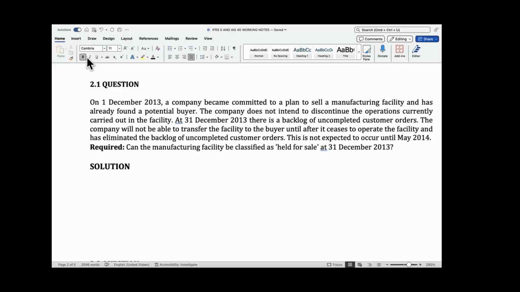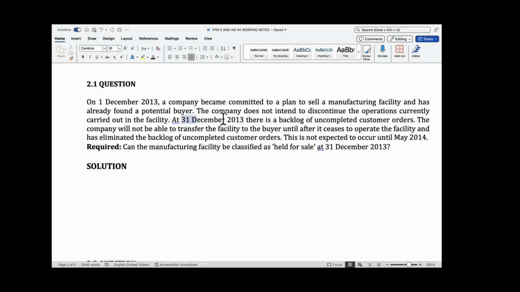Thank you very much. So on 1st of December 2013, this company became committed to a plan to sell a manufacturing facility and has already found a potential buyer. The company does not intend to discontinue the operations currently carried out in the facility. At the end of the year, 31st of December, there's still a backlog of uncompleted customer orders. So the company will not be able to transfer the facility to the buyer until after it ceases to operate the facility and has eliminated the backlog. That is not expected to occur until May 2014. Can they classify it as held for sale as at December?